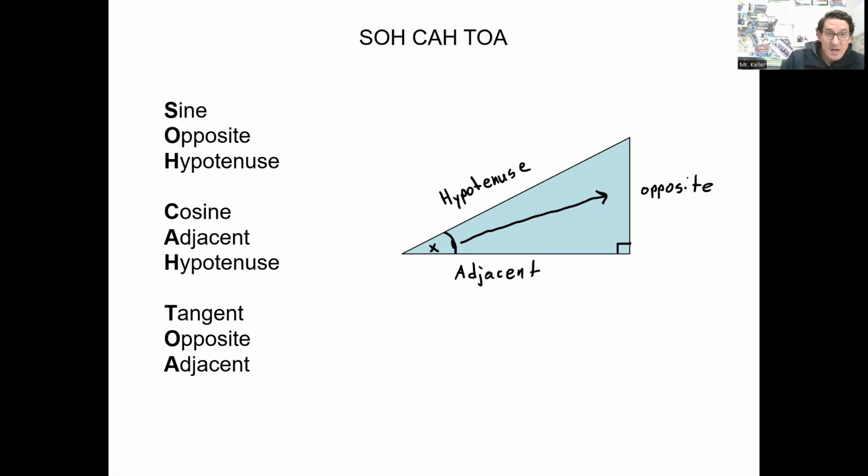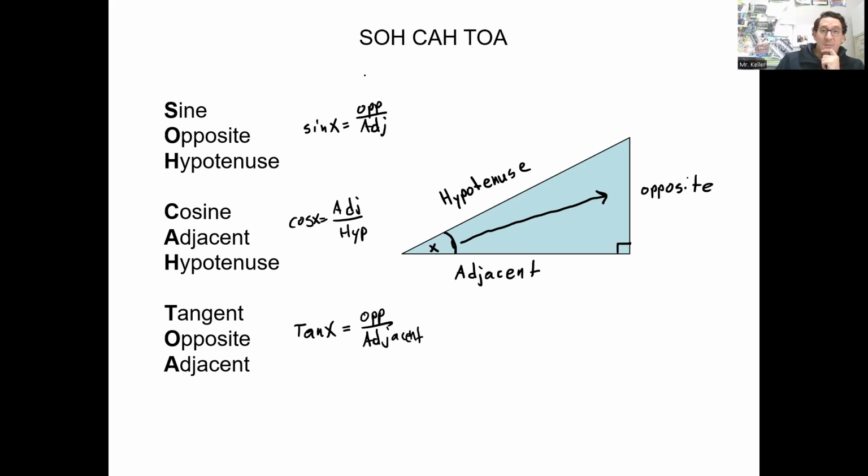And so how this works is when we set up these ratios, the sine of X is going to be the opposite side length over the hypotenuse. The cosine of X is the adjacent side length over the hypotenuse. And then the tangent of X is going to be the opposite over the adjacent. This mnemonic SOHCAHTOA helps us remember that sine is opposite over hypotenuse, cosine is adjacent over hypotenuse, and tangent is opposite over adjacent. Sometimes, actually all the time, I prefer to write it out like this. SOHCAHTOA. So you can do what you want.